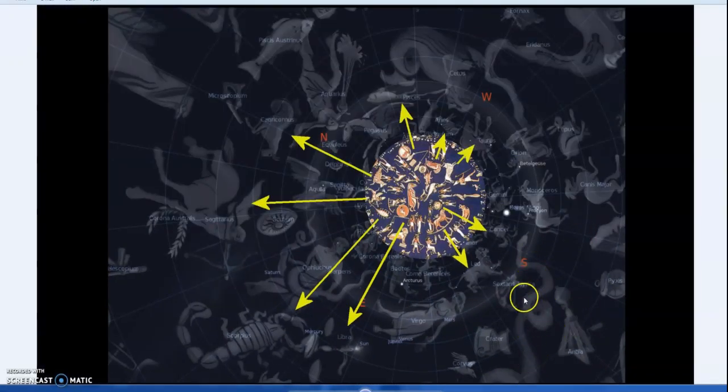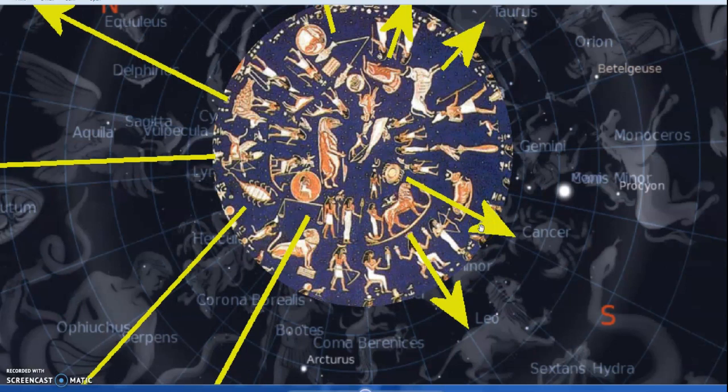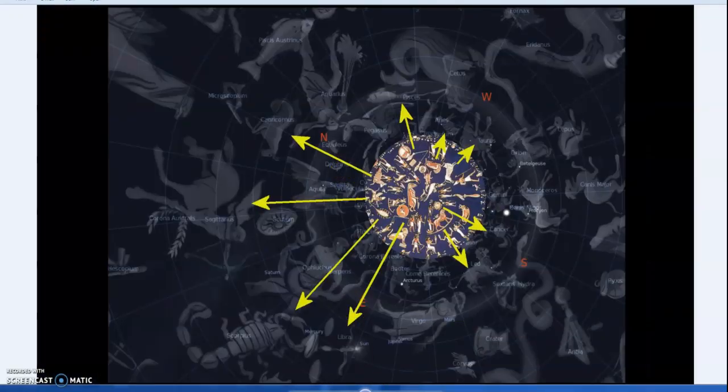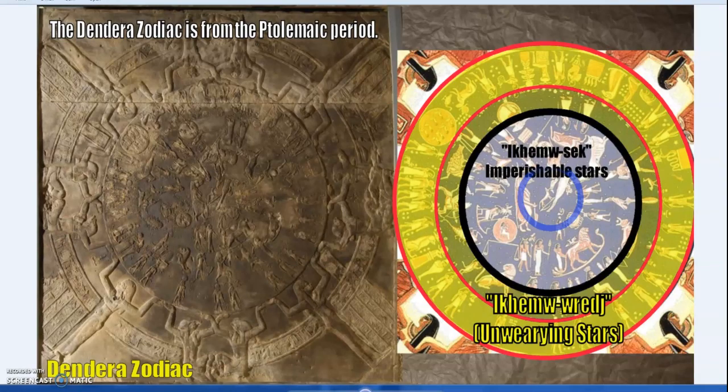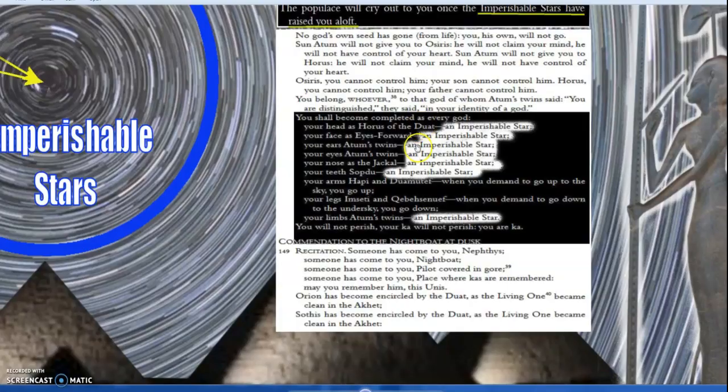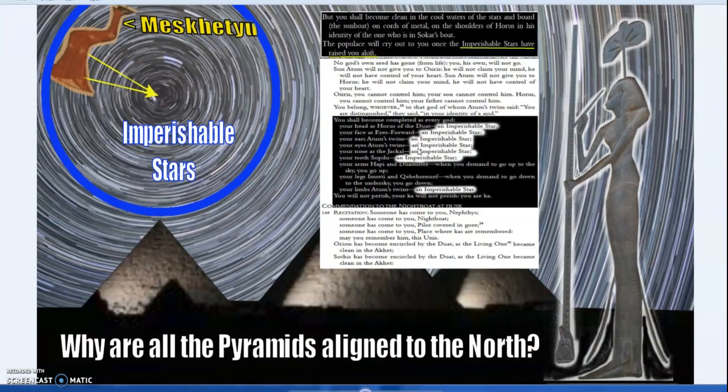and then we have Hydra, the water snake, also in there. However, we do see the adze, or the hippo with the knife, and Mesquetu. These are the imperishable, the northern stars, and that can be found on older images as well, but they're not drawn in the zodiac form. It's in a more elaborate sense and to be read in columns, not in a circle. But so Mesquetu, the imperishable stars, this is the destination of this journey.